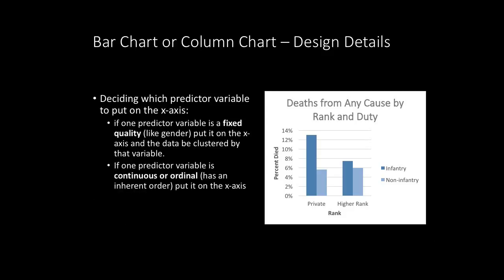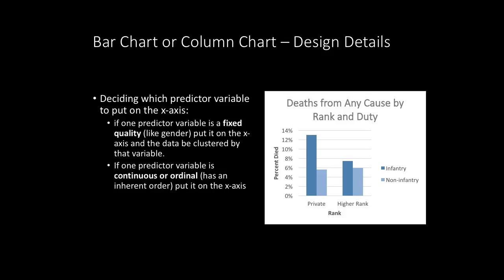So how do you decide which predictor variable to put on the x-axis and which to put in the legend? Sometimes it depends on the story that you want the data to tell. Sometimes there's more of a correct answer. So if one predictor variable is a fixed quality, like gender, then put that on the x-axis and cluster the data by that. If one predictor variable is continuous or ordinal, if it has an inherent order, then that one definitely belongs on the x-axis.